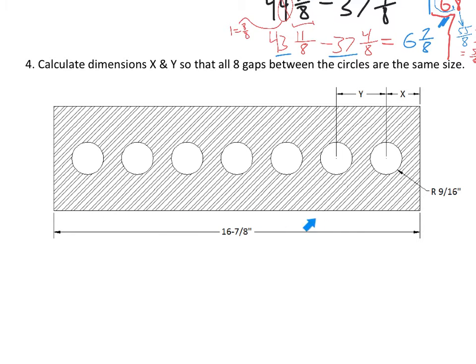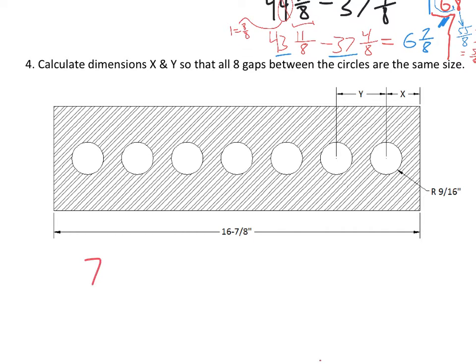So what can we do here? A similar situation. Here we have some holes cut out of a block, and we have 8 gaps between the circles. 1, 2, 3, 4, 5, 6, 7 circles.